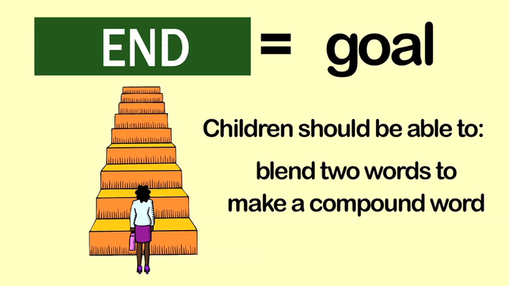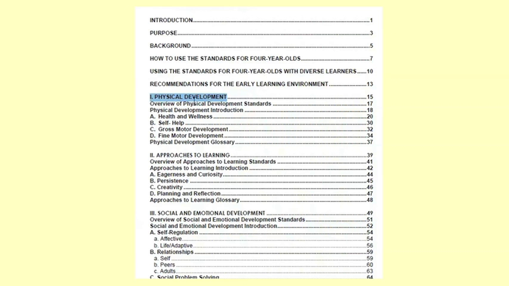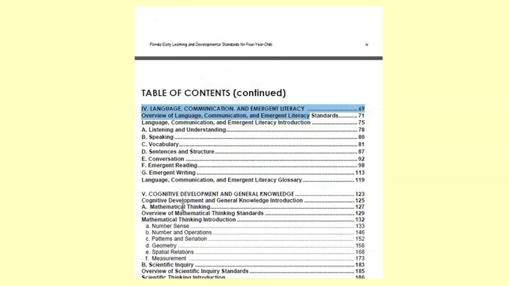Now, if the goal of the activity is for children to blend compound words, which standards should I write on my lesson plan as being the driving standard? Is it physical development, approaches to learning, social and emotional development, language communication and emergent literacy, or cognitive development and general knowledge? In my activity example, children will be combining words to make a compound word.